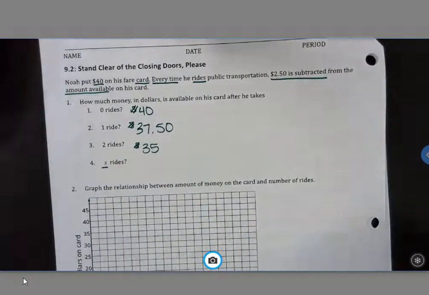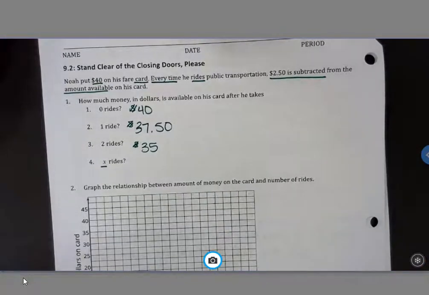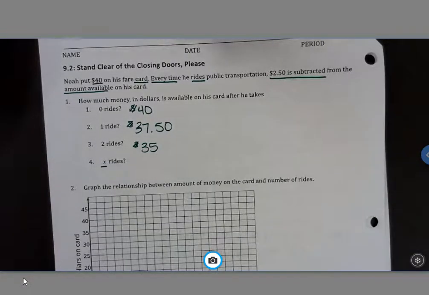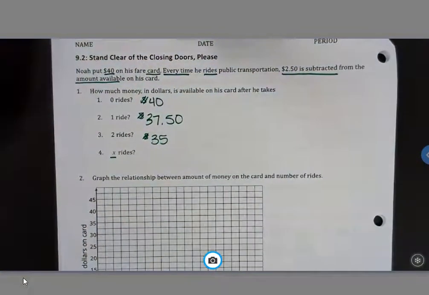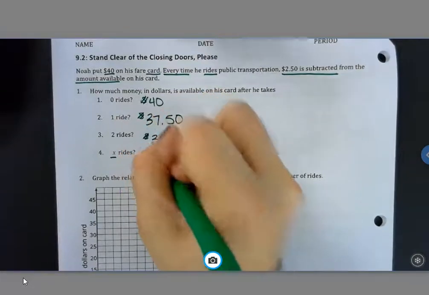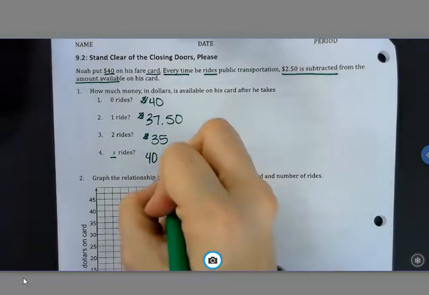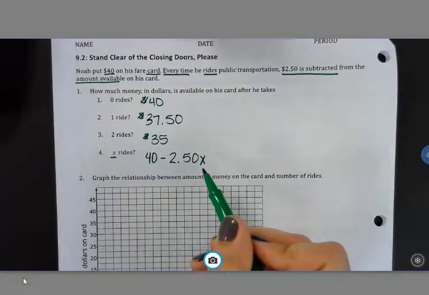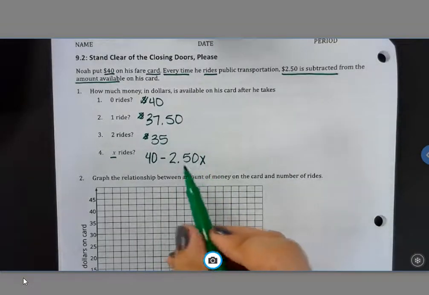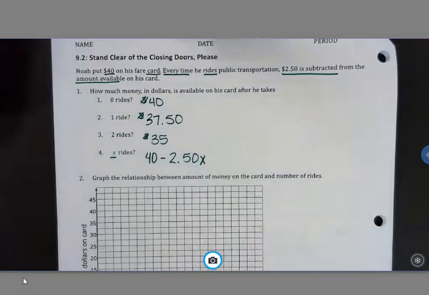Now it asks, okay, but what about X number of rides? So what about for 13 rides or for 11 rides? We wouldn't want to subtract $2.50 every single time. So what could we do? Well, the process that we've been taking is we've taken $40, which was his original amount, and we've subtracted $2.50 times the amount of rides. So X would stand for the amount of rides. So if he's taken 10 rides, we could take $2.50 times X and subtract it from 40 to quickly find out how much money he has left on his card.